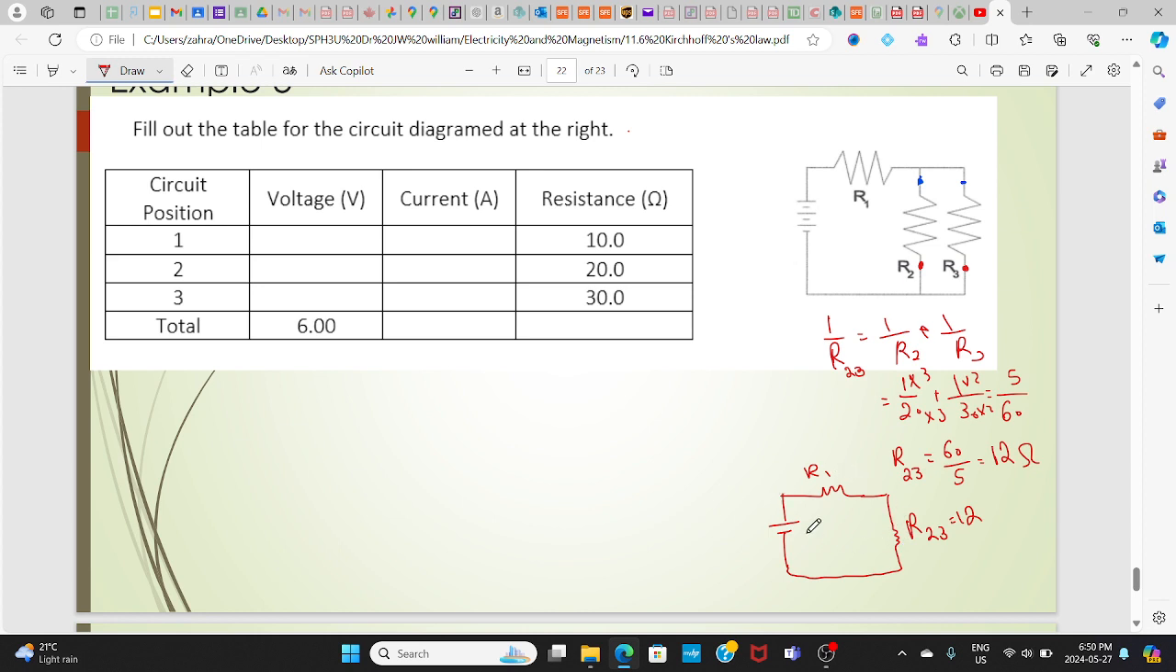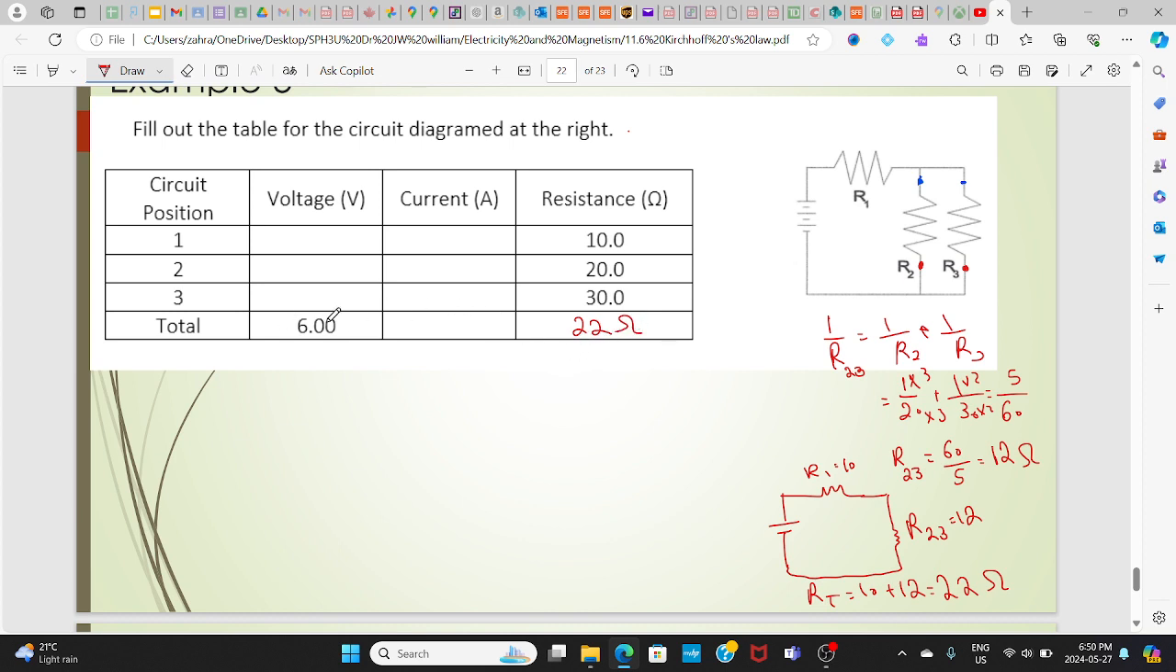Now look at that. These two are after each other. Successively after each other means they are in series. So this is 10. To find our total, it's simply 10 plus 12, which is 22 ohm. So now I got my R total, which is 22 ohm.